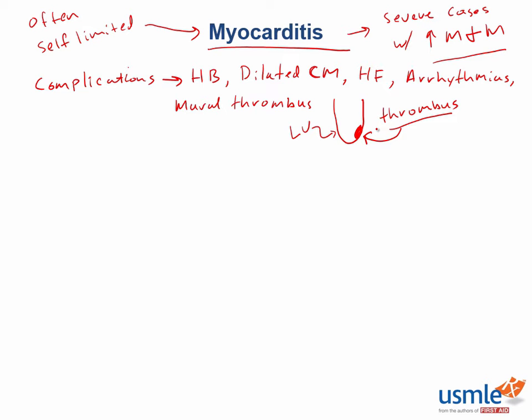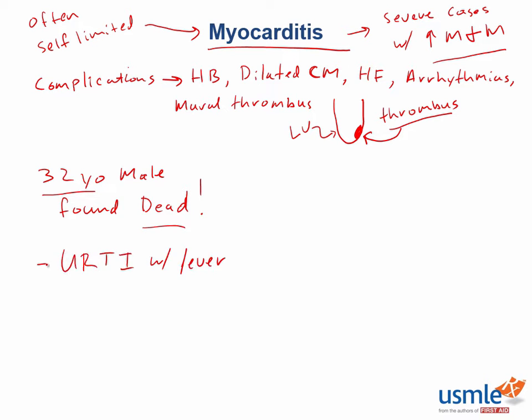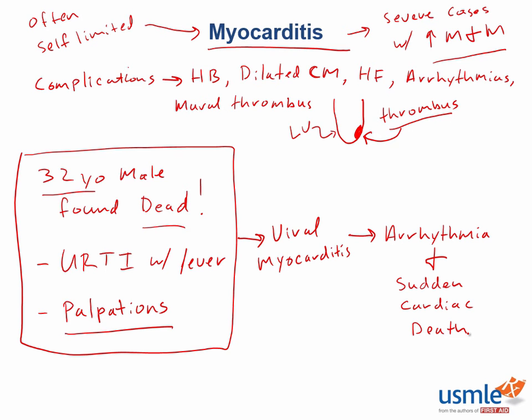So what if you got a question about a 32-year-old healthy male that was found dead at home? The family states that he had an upper respiratory tract infection and had been running a fever several days prior. They also report that earlier that day, he stated that he had palpitations. In this case, what would you be thinking? Great, that he had a viral myocarditis, which set off an arrhythmia and led to sudden cardiac death. In this case, you need to know that myocarditis is a major cause of sudden cardiac death in adults under 40.